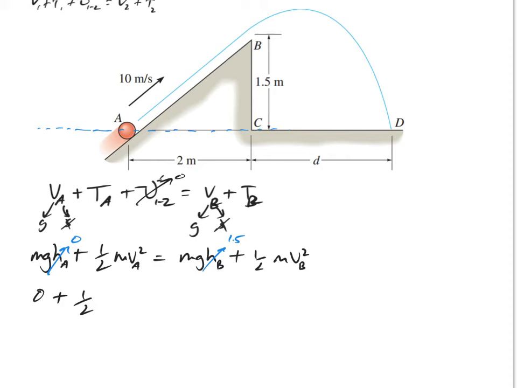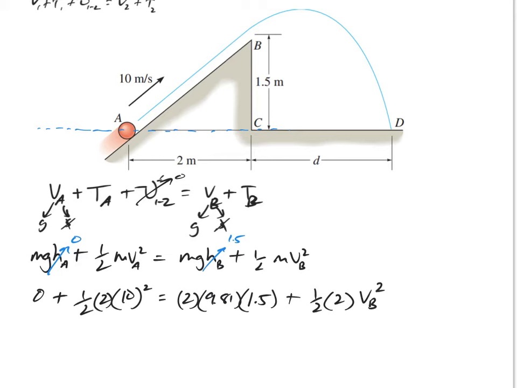1/2 mass, let's see, from the problem statement it said it was a 2 kilogram ball. And it told me that the velocity at A was 10 meters per second. And so this is equal to mass times gravity times the height at B of 1.5 plus 1/2 mass times velocity at B squared, which I don't know. I have one equation, and luckily I only have one unknown. So from this, I could get that the velocity at B is equal to 8.4 meters per second. So that was one thing it asked for. Velocity at B is 8.4 meters per second.